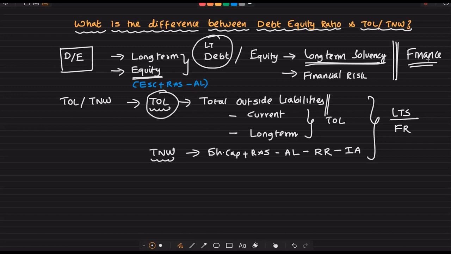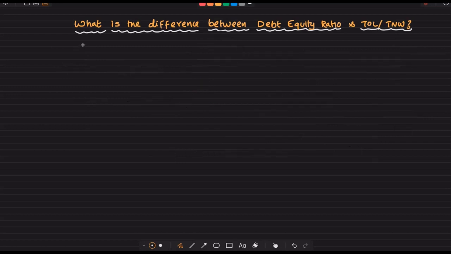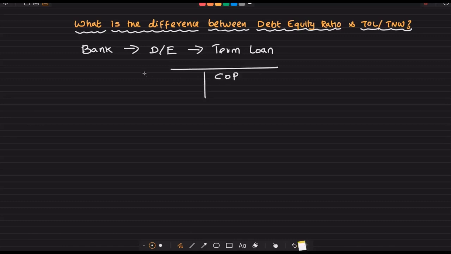But in reality, let's say you are in bank, you will see debt equity ratio used in different context. That is, they'll be using debt equity ratio for term loan purposes. In many banks, when they say debt equity, that is only for term loans. TOL by TNW for evaluating the business as a whole. So how that works? In case of a term loan, there is going to be a cost of the project and there is going to be means of finance, right? Cost of the project and means of finance.